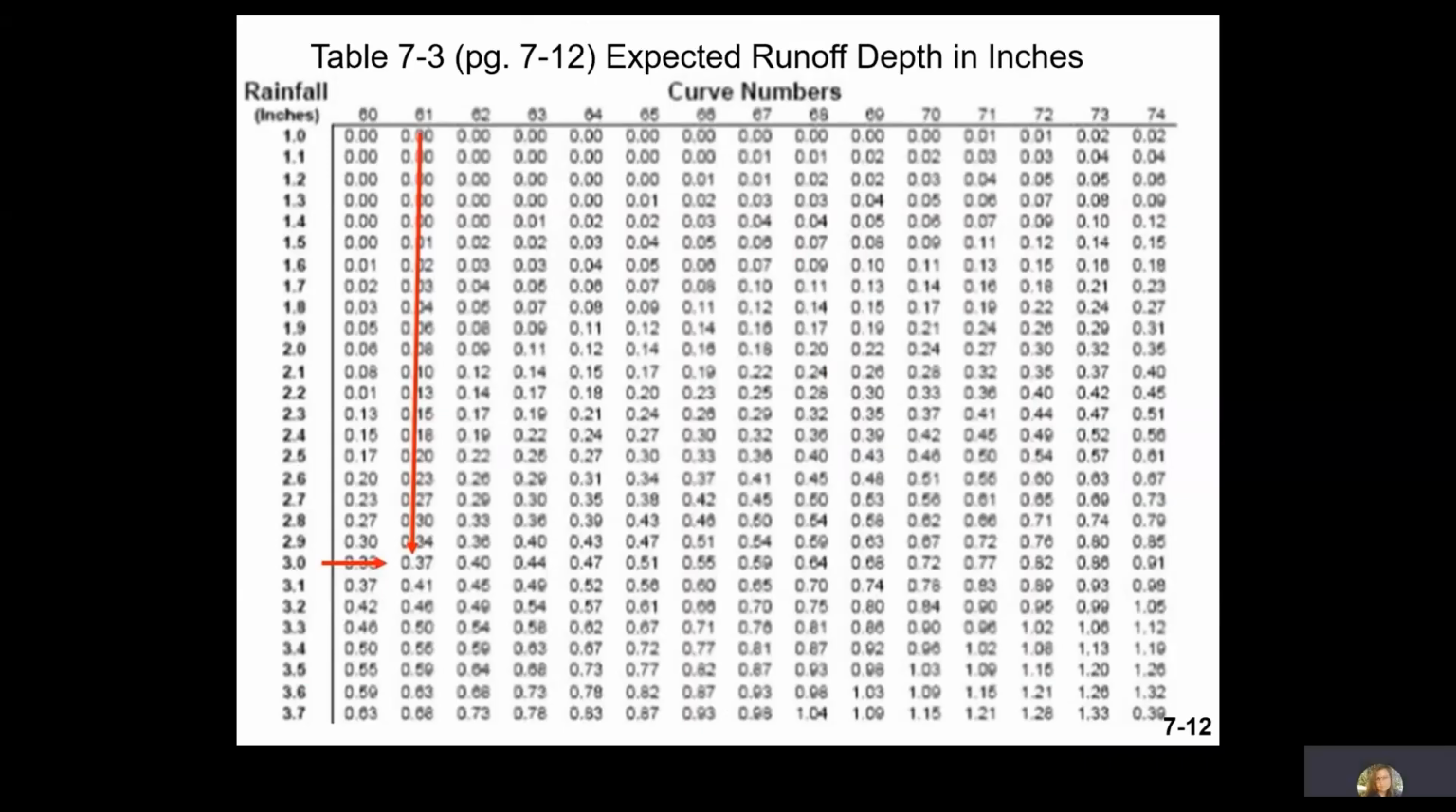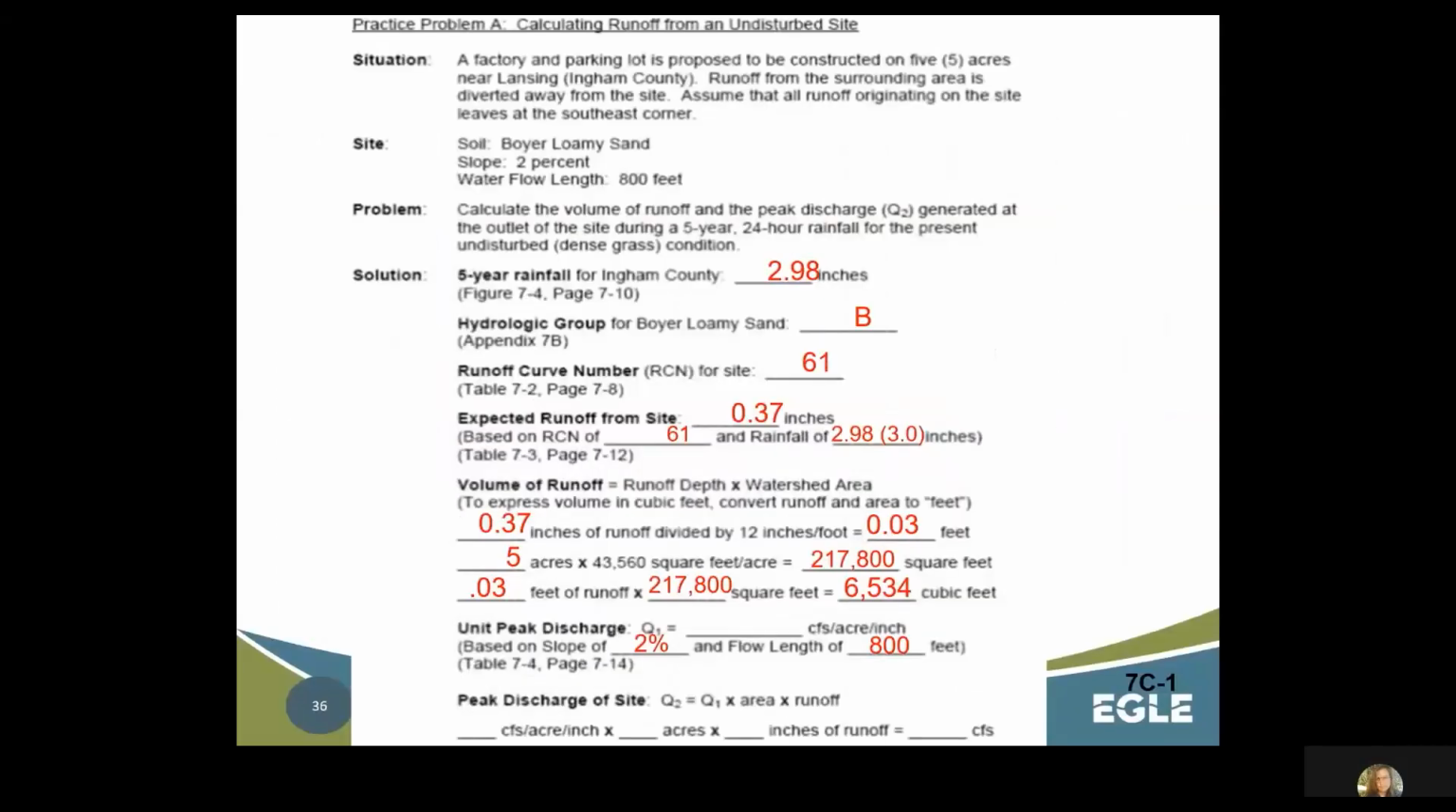This is when we will have to round up the rainfall value that we obtained earlier from 2.98 to 3.0 inches. As you can see, the rainfall is only in tenths of an inch on this table. Once rounding up the rainfall to 3.0 inches and knowing the runoff curve number 61, we can see the expected runoff depth to be 0.37 inches. Let's go back to our original problem and enter 0.37 inches for the expected runoff from the site.